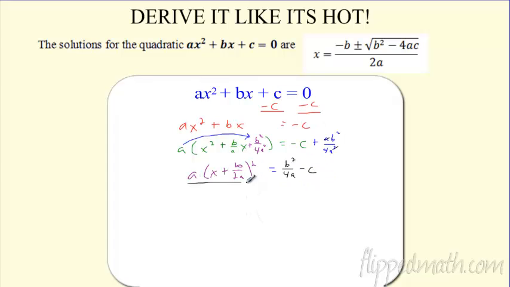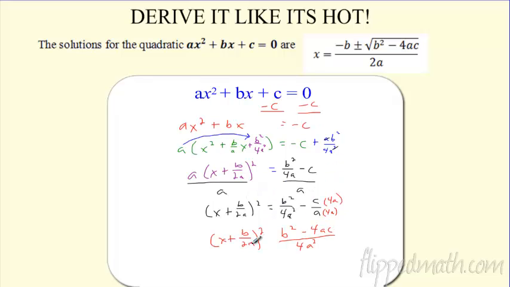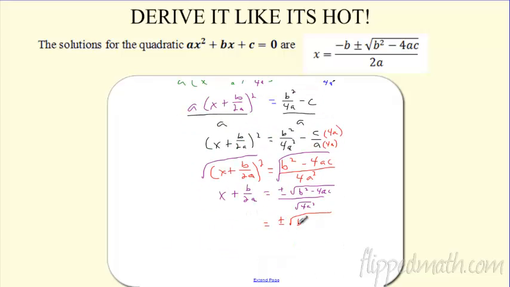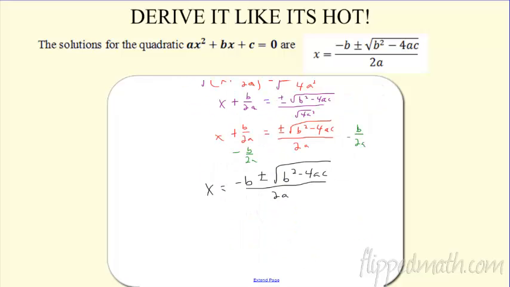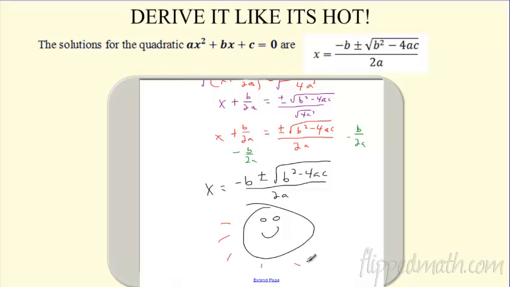When you need to solve a quad, derive it like it's hot. Solutions are non-real, yo. Graph it like it's hot. Problem's got an attitude. Solve it like it's hot.